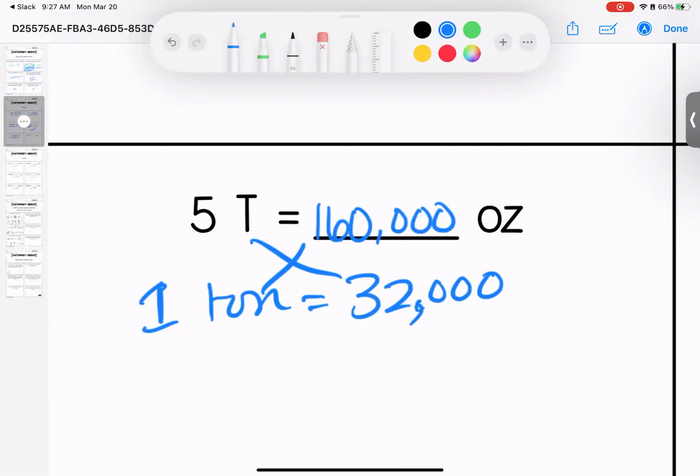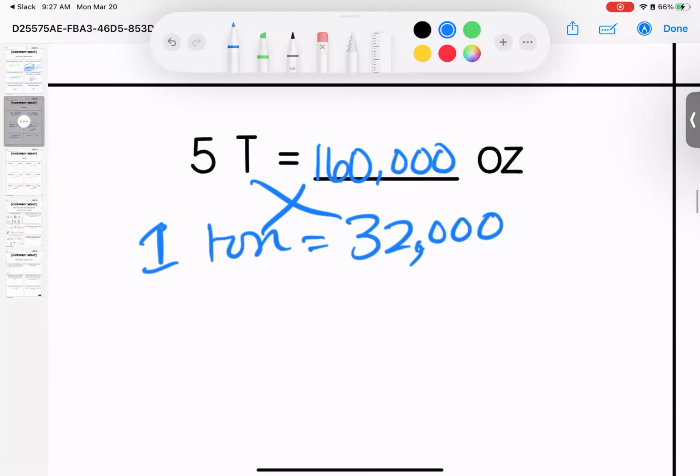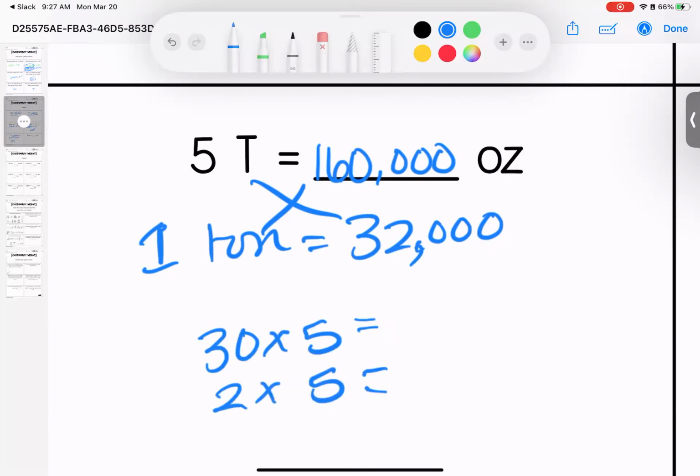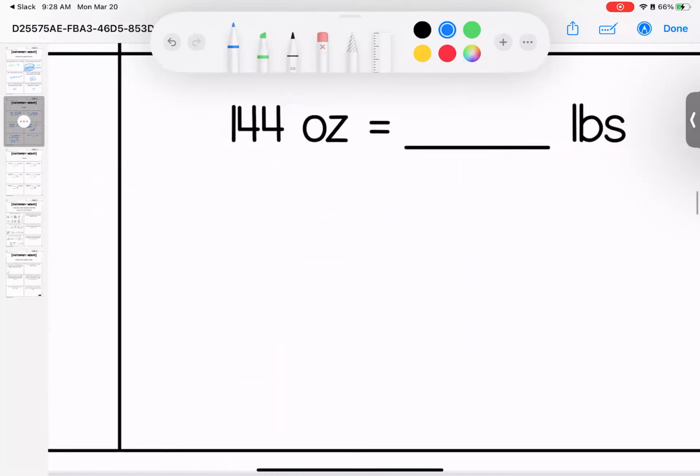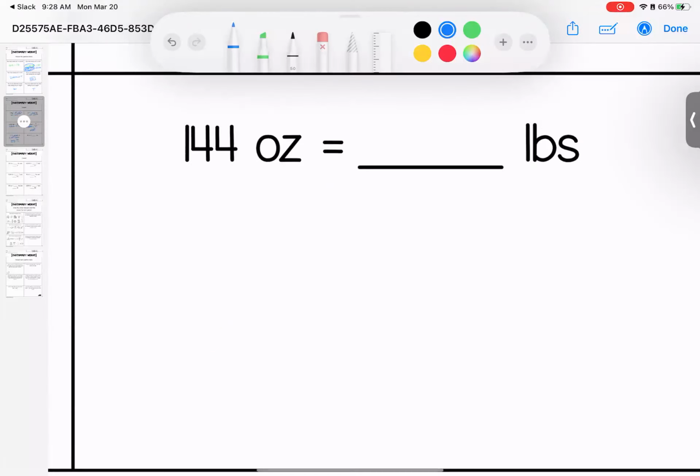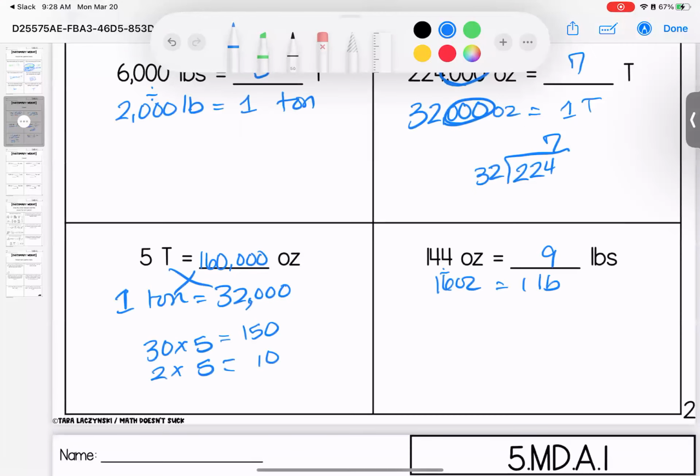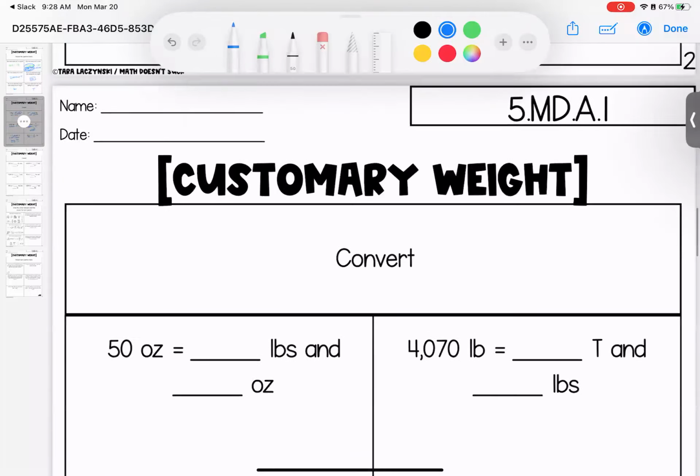Don't forget my zeros. Remember, I can box it, I can split it. If it's easier to do 30 times 5 and 2 times 5, I could split it that way and get 150 and 10. I can box it, I can stack it, whatever works for you. Stick with the way your brain prefers. Ounces to pounds, there are 16 ounces in 1 pound. Same side, I divide. 144 divided by 16 gives me 9. Any questions on these? Bring them with you to class.